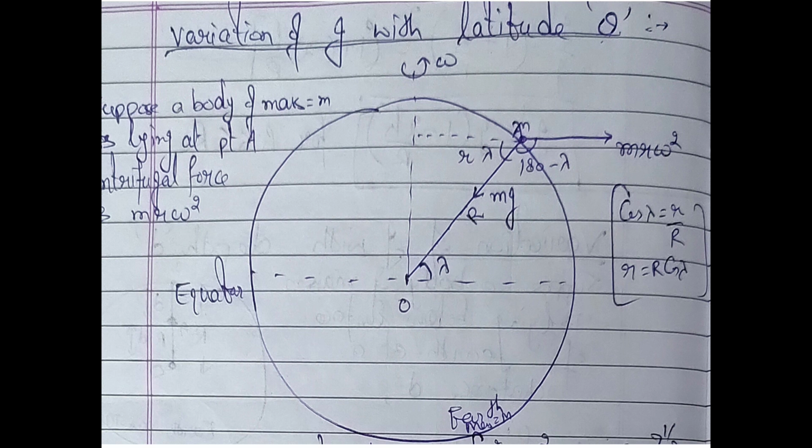Now there are two forces which are acting. One is mg, the weight, and another is the centrifugal force m r omega square. You can see small r is the radius from the axis of rotation of the earth for the point A, for the body which is lying at point A. Also calculate cos lambda, that is small r by capital R. So the angle between the weight and the centrifugal force m r omega square is 180 minus lambda.